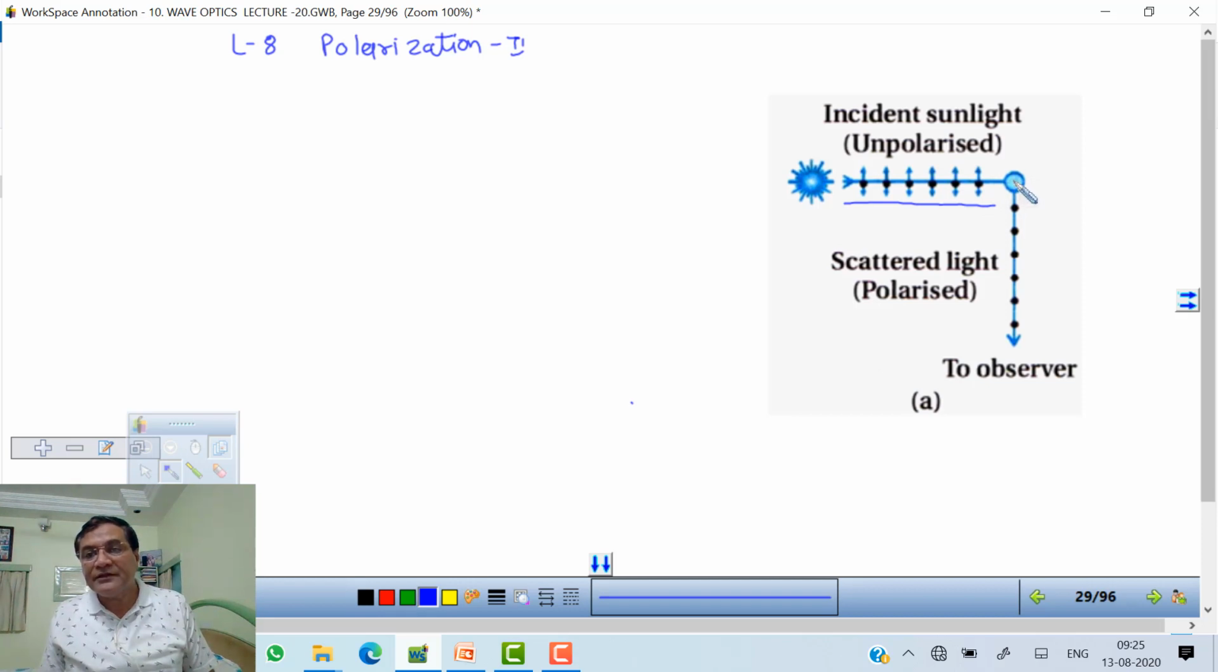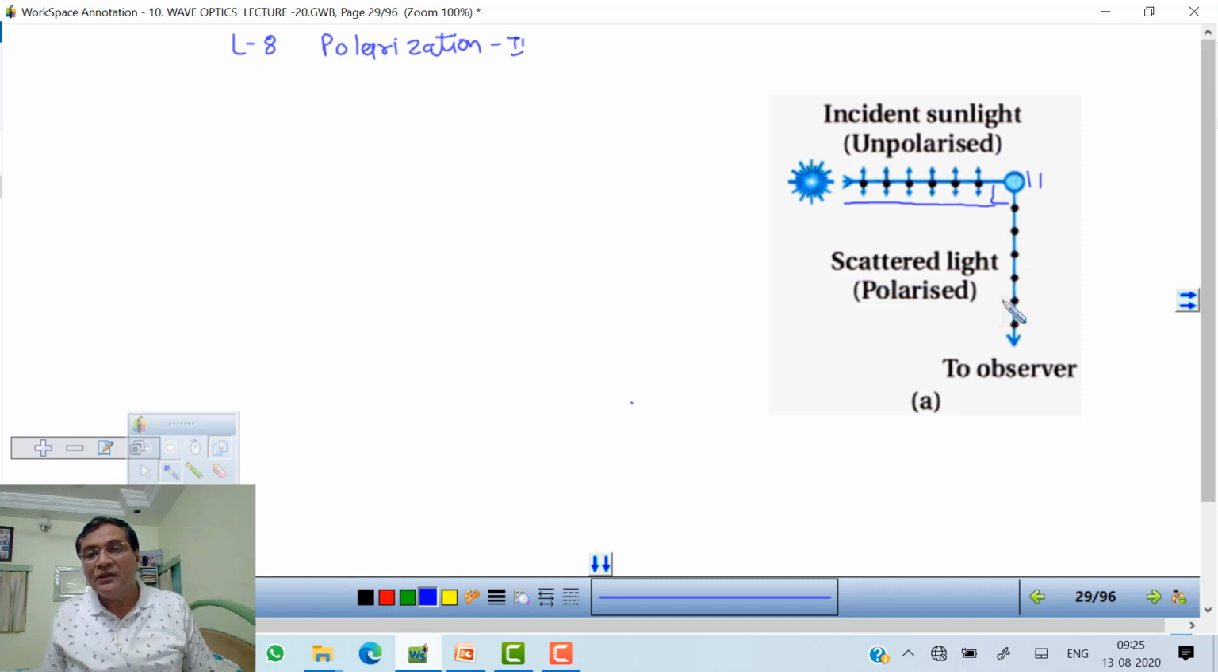These electrons oscillate because of both the perpendicular as well as the parallel vector. But for the scattered light, if you see, this is 90 degrees. The parallel vector goes away directly, and the perpendicular components are scattered perpendicularly. So here we get only electric field vectors which are perpendicular to the plane.